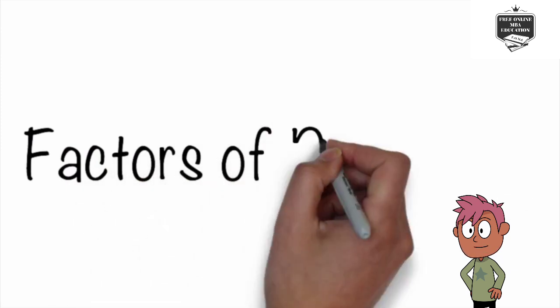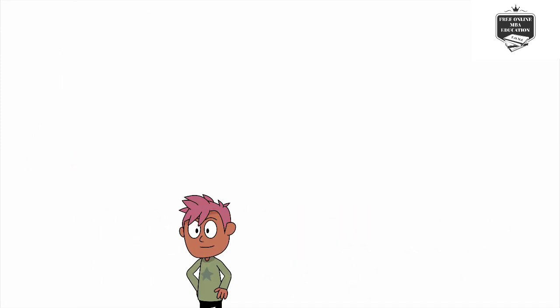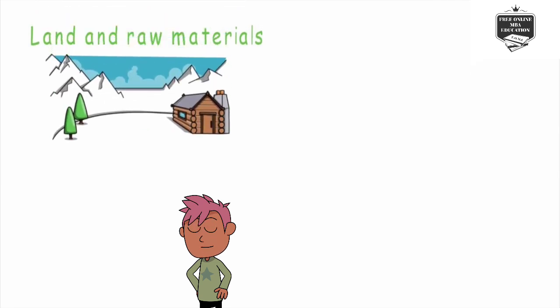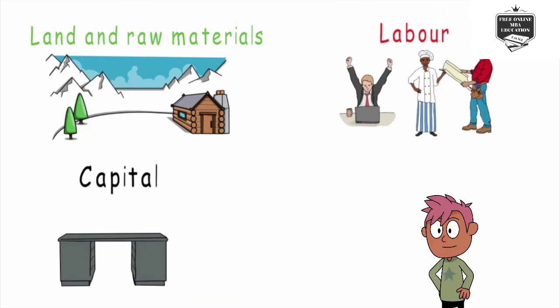Hi guys, the four major factors of production in any economy consist of the following. So the first one up is land and raw materials. So these are the materials that a firm can use to produce output. Secondly is labor, the labor involved in the production of any unit of output.